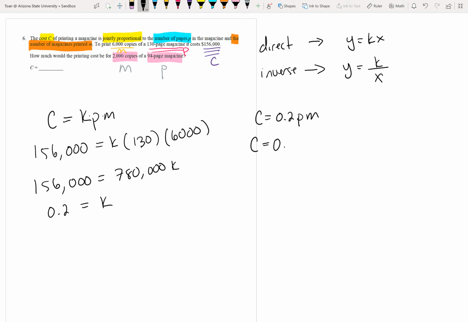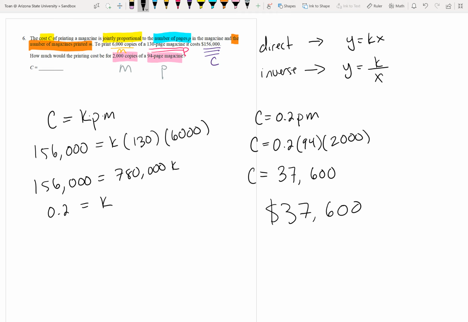Cost equals 0.2. Number of pages is 94. Number of copies is 2,000. Notice they're all numbers, so you just go ahead and pop that into your calculator, and you get your answer of 37,600. So that was the answer.